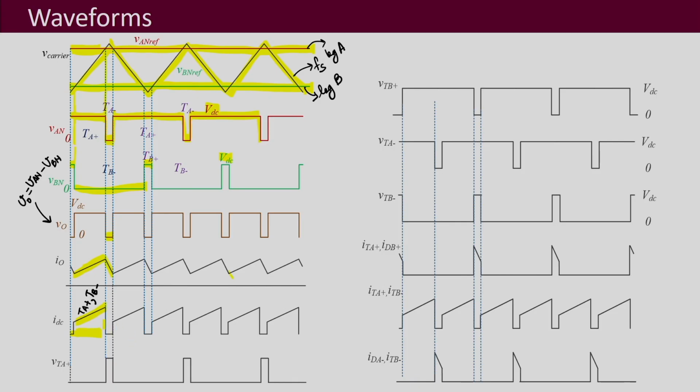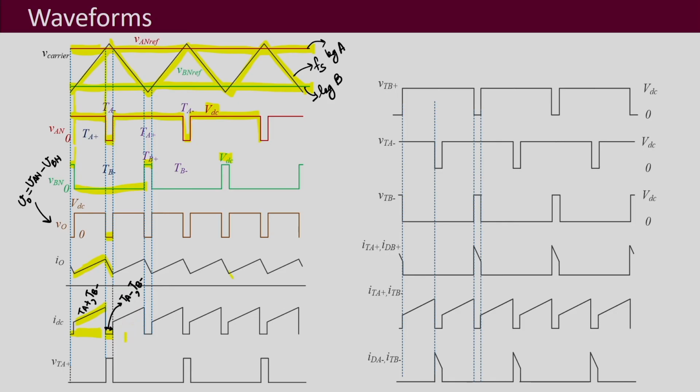Then in this interval, what is on are the lower two switches, the bottom two switches, TA minus and TB minus. These two are on together, and at that time your DC bus current will be 0. We have seen the equivalent circuits before, the 4 equivalent circuits, and accordingly these waveforms are getting formed.